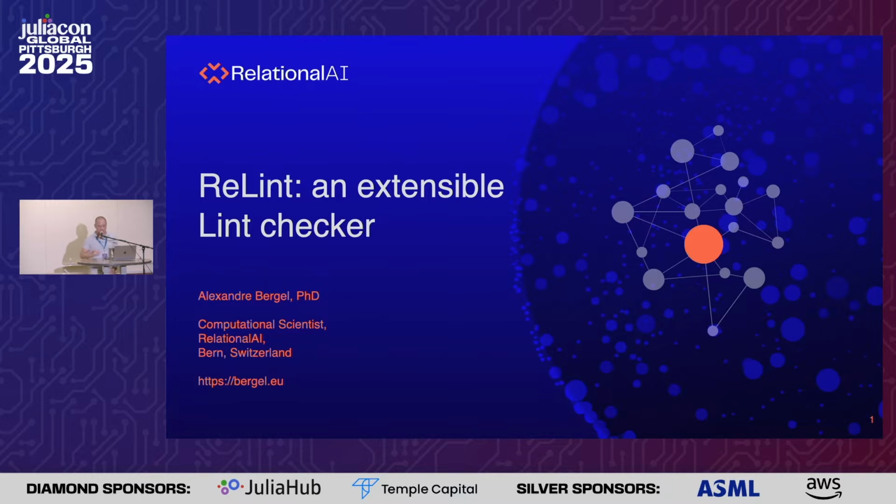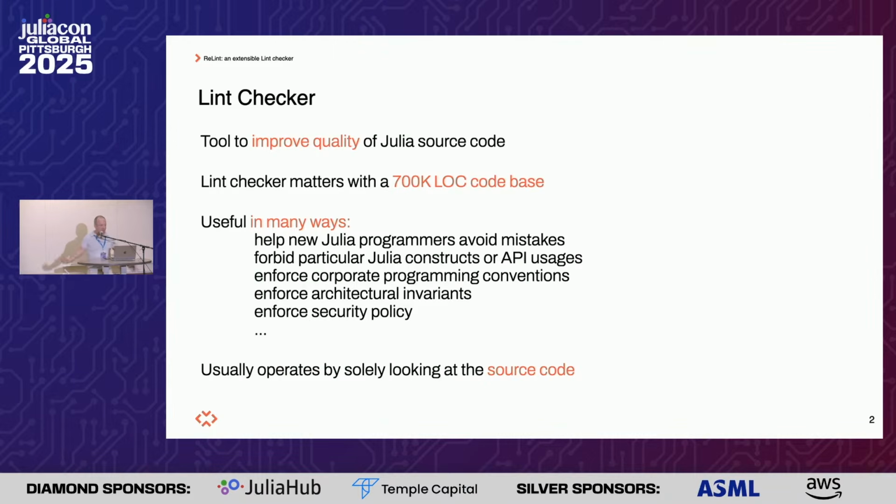So ReLint is a new lint checker for Julia. A lint checker is a tool to improve the quality of Julia source code. Like most programming languages, they come with at least one lint checker. If you write just a few lines of code per day, then probably you don't need to worry about using a lint checker. But as soon as you have a large amount of code, as we do, then a lint checker is very important. Our software is slowly heading toward 1 million lines of Julia code. So it's very important to use a lint checker to control the quality of some aspects of our code base.